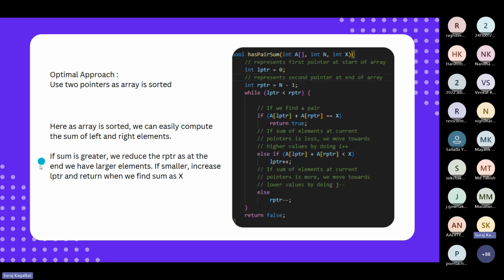Yep. This is what I just explained. As the array is sorted, we can easily compute the sum of left and right elements. If the sum is greater, we just reduce our right pointer. If the sum is smaller, then we just increase the left pointer. And if we find the sum, then we just return true. And obviously, as I stated earlier, the two-pointer approach is generally O of n time complexity. So this is also O of n time complexity.